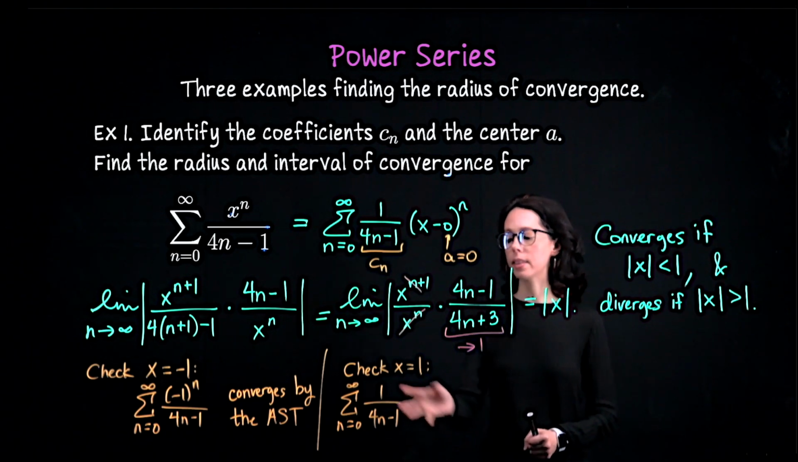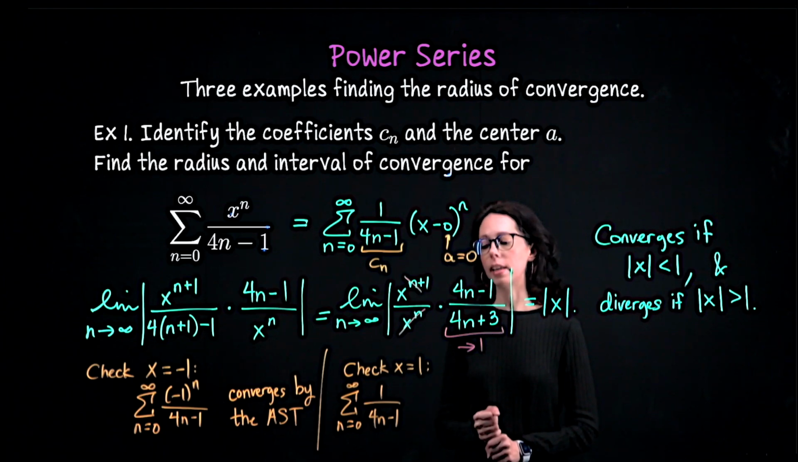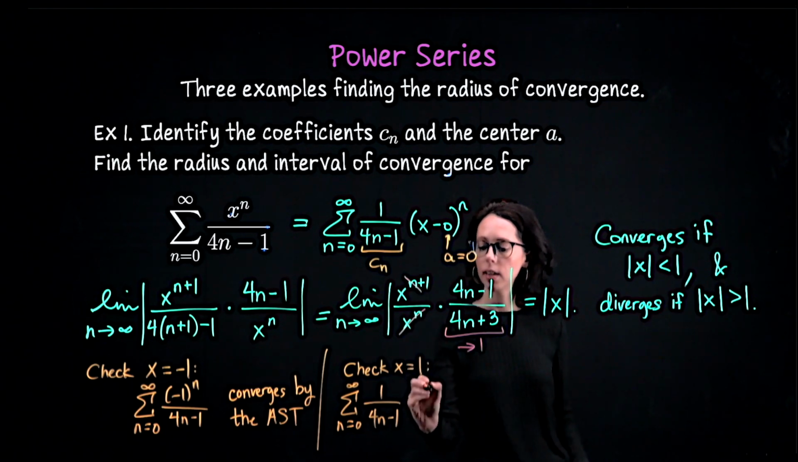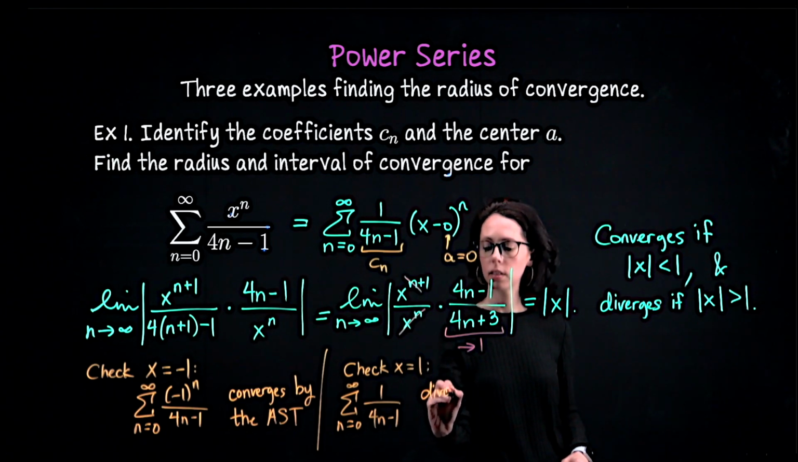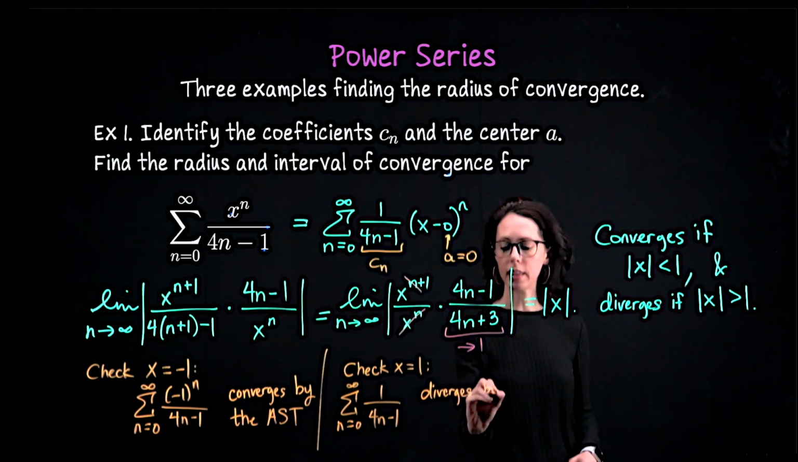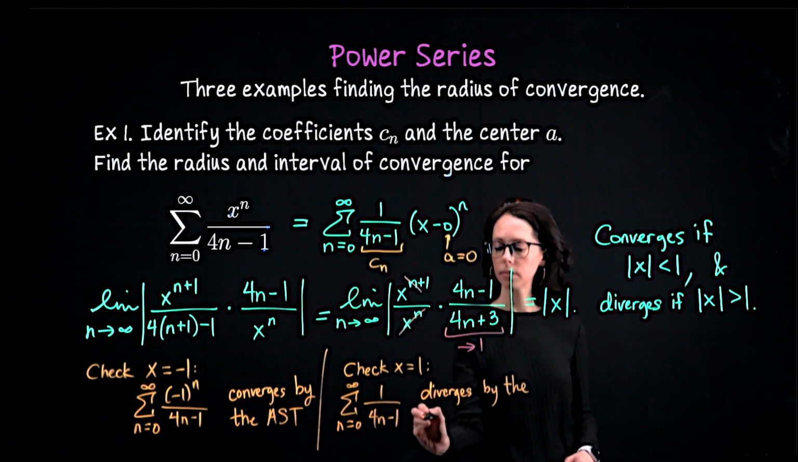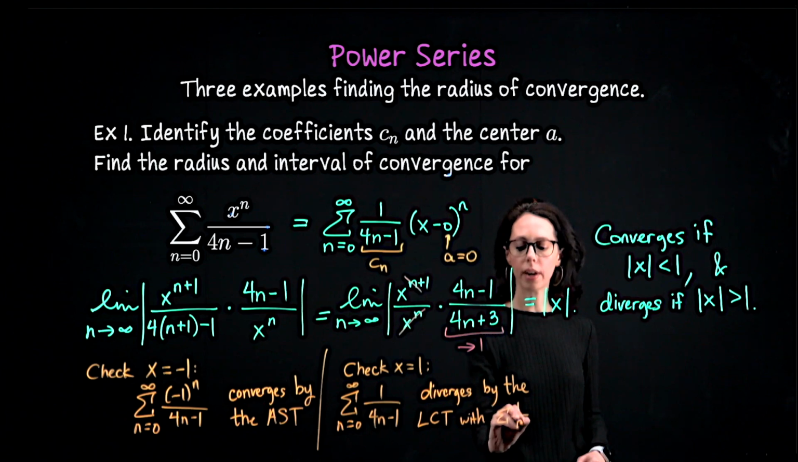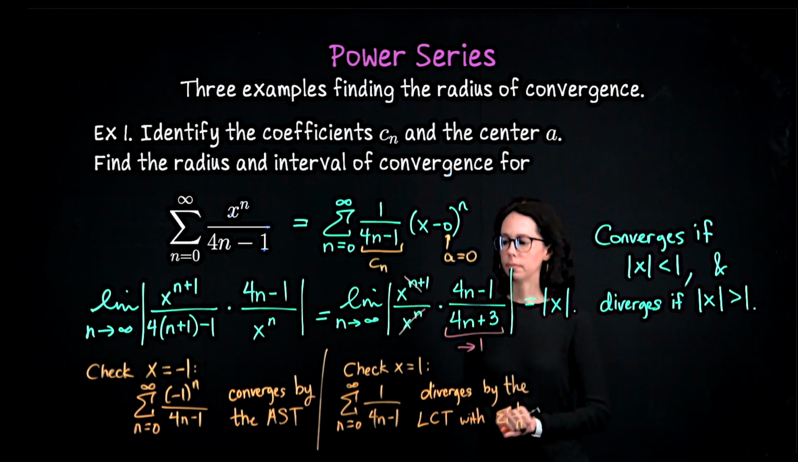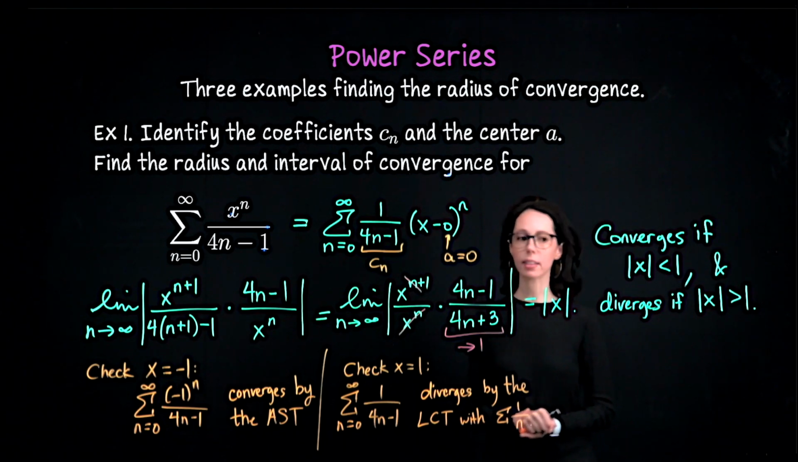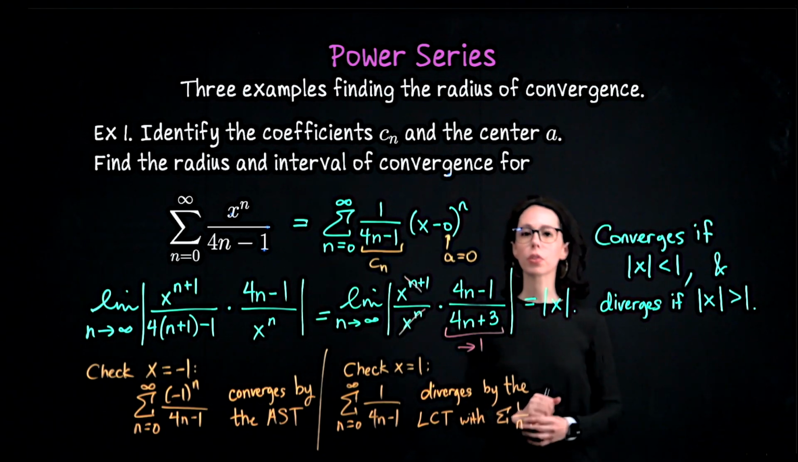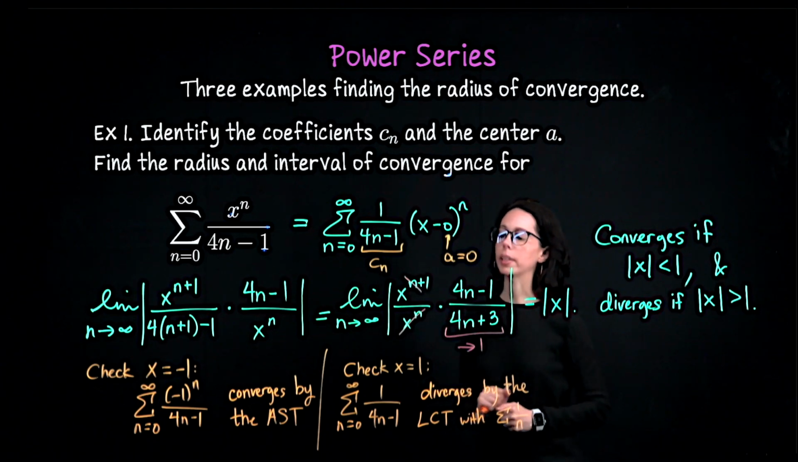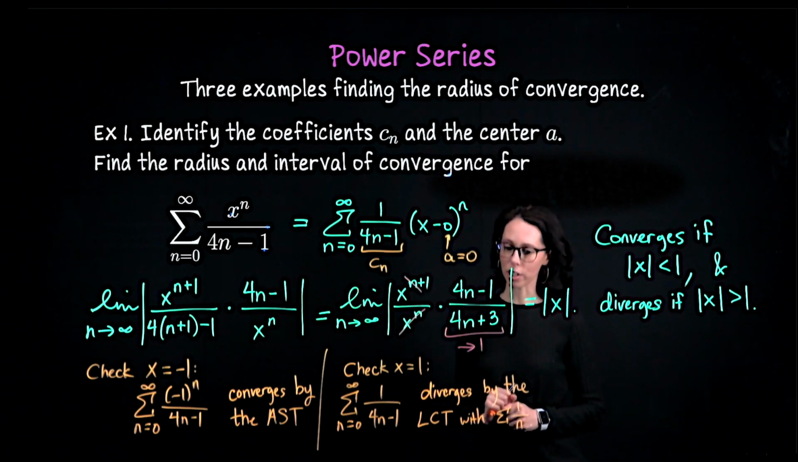I would take this expression and compare it to 1 over n with the limit comparison test. So this diverges by the limit comparison test, where we're comparing it with the divergent harmonic series. These terms look like 1 over n. Okay, so we manually checked the two values of x that give us an inconclusive result after the ratio test. So x equals -1 gave us convergence, x equals 1 gave us divergence.